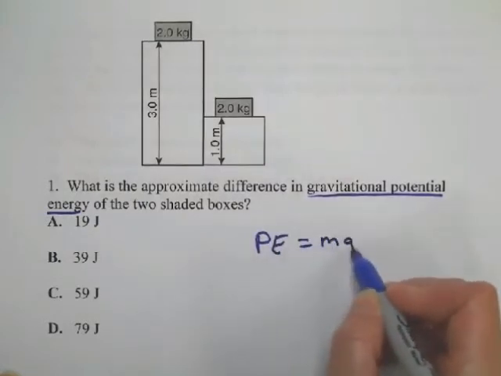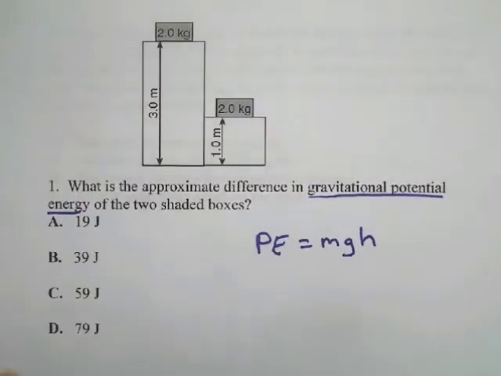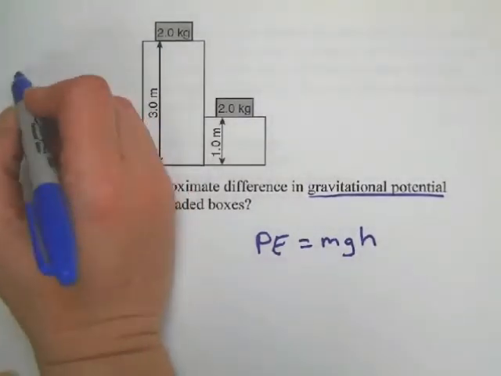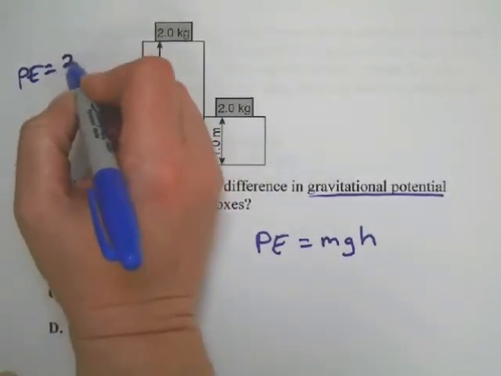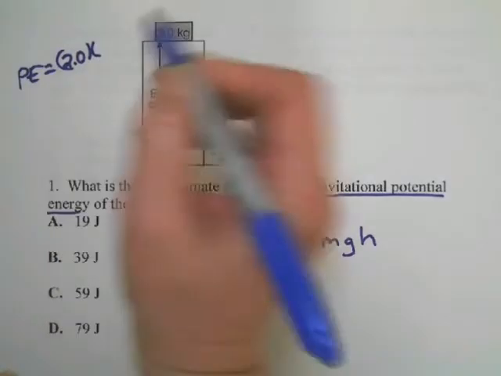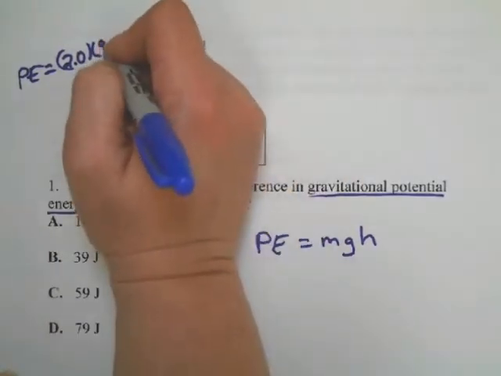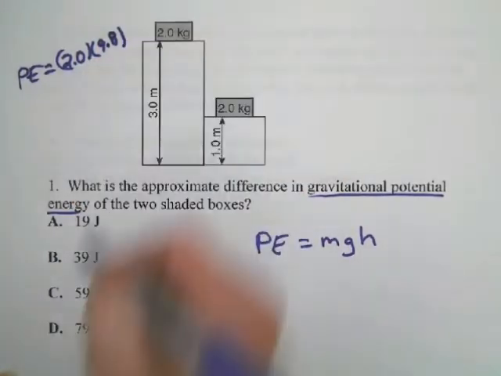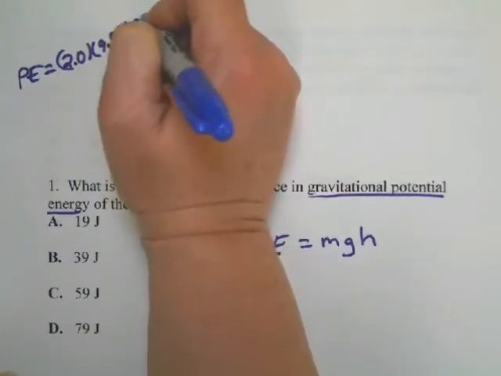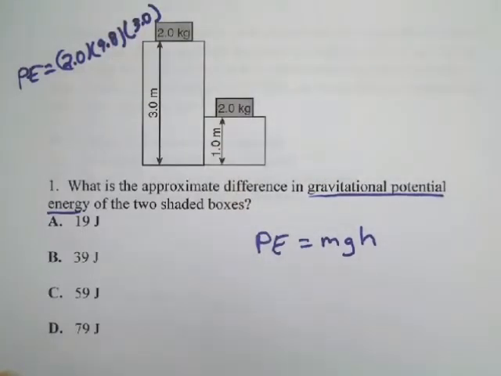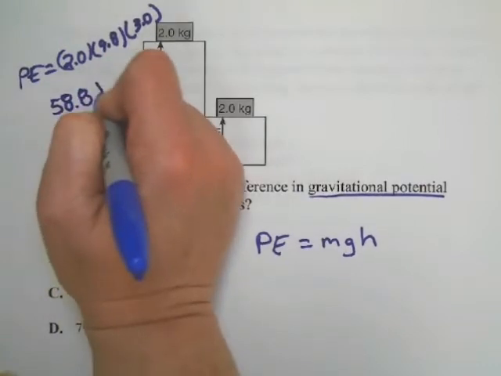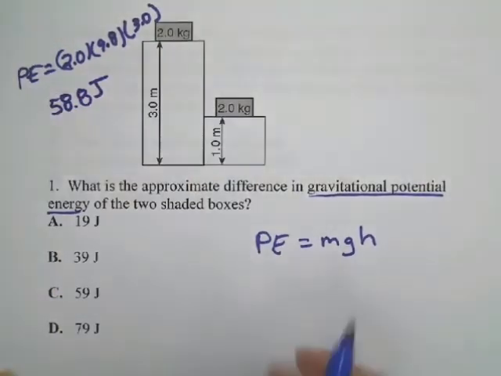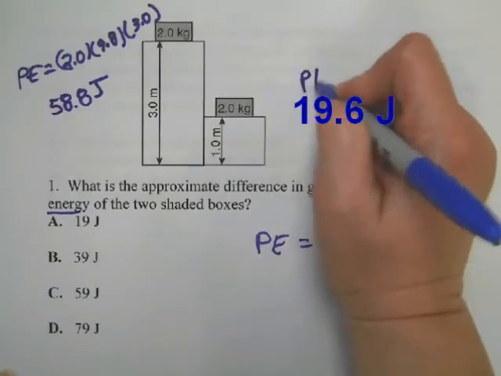So for this one, the PE would be equal to the mass, which is 2, times gravity. If you look on your charts, you'll see that it's 9.8, times the height, which is 3. And when we calculate all that out, you multiply it, you will find that comes out to be 58.8 joules. Now the other one is going to be the same equation. PE is equal to the mass, which is 2, times gravity, which is 9.8, times the height, which is 1. And when we work that out, we'll get 19.6 joules.